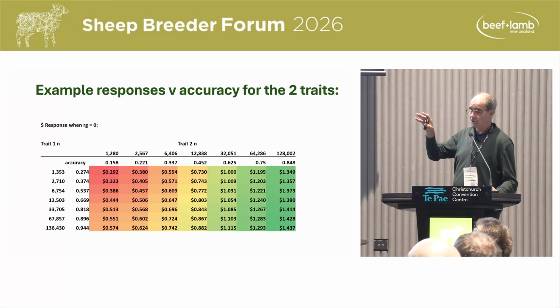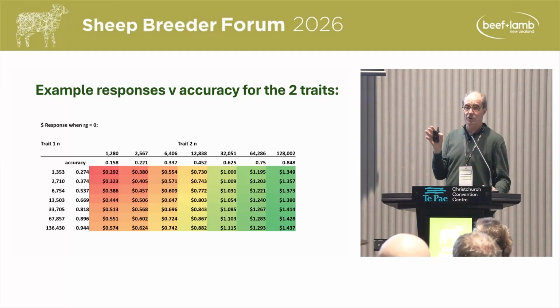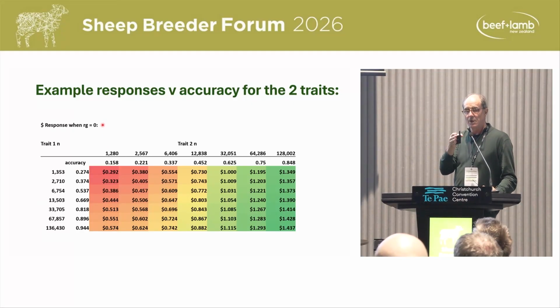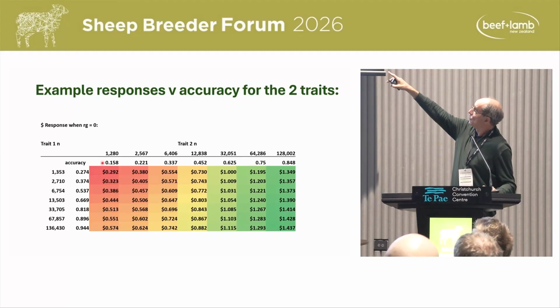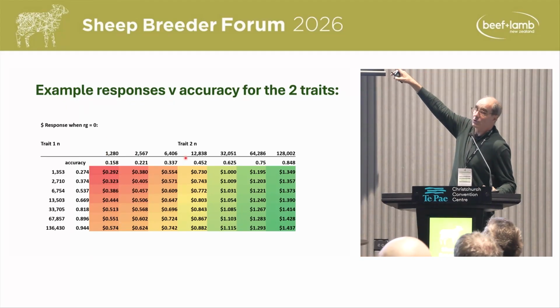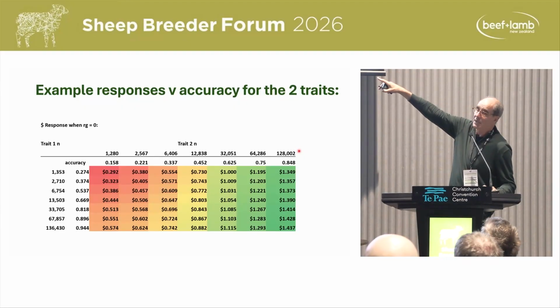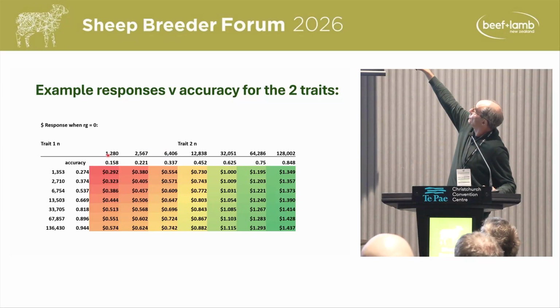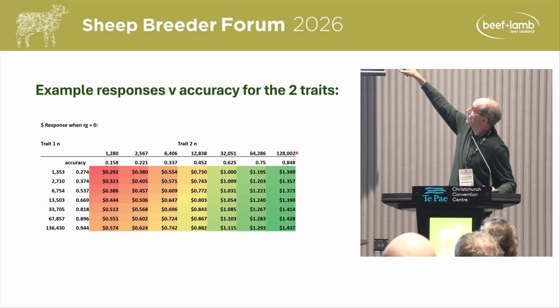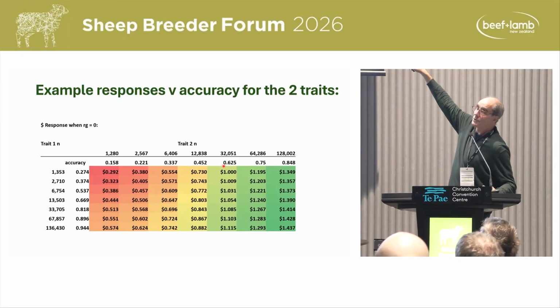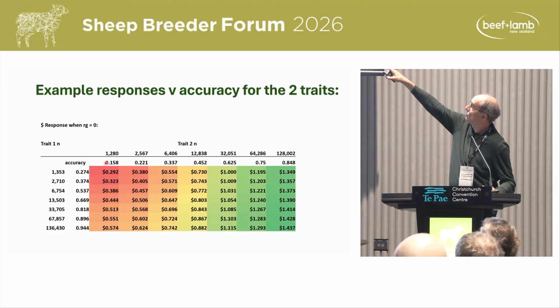This is just to show you what the results for response to selection look like. Don't worry too much about the values in the coloured cells. They're just how much index gain you make from one round of selection. The important point is we varied the accuracy for trait 2, which is across that way, and it goes from 0.158 or 16% through to 0.848 or 85%. And for each of those numbers, the corresponding number of phenotypes to get that accuracy is in the first row.